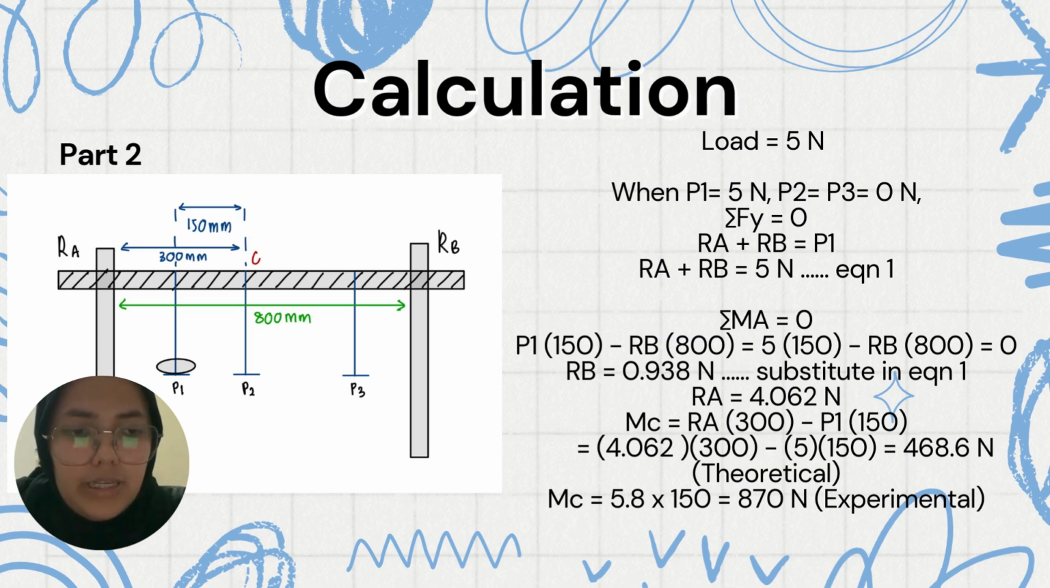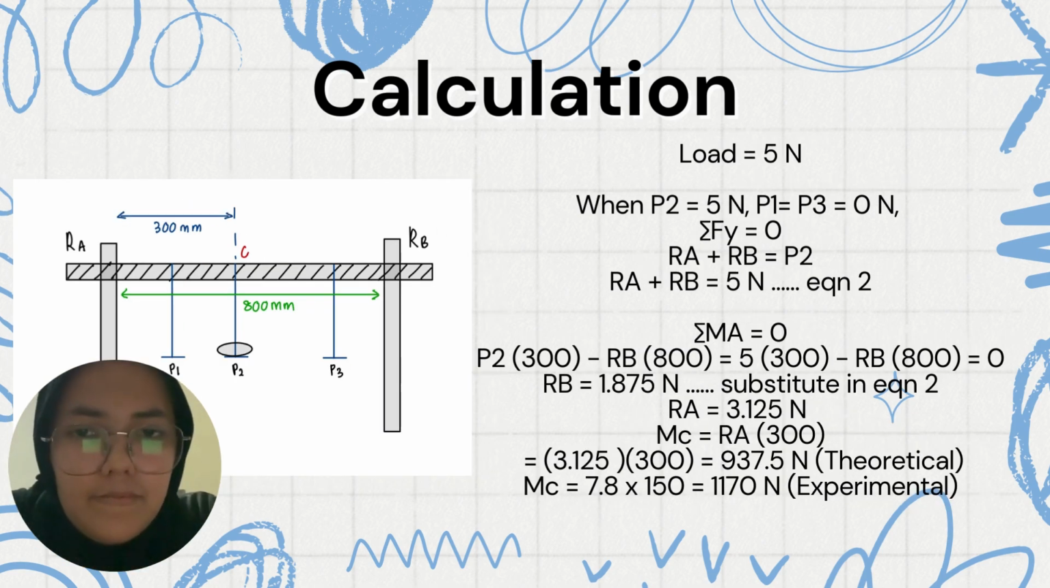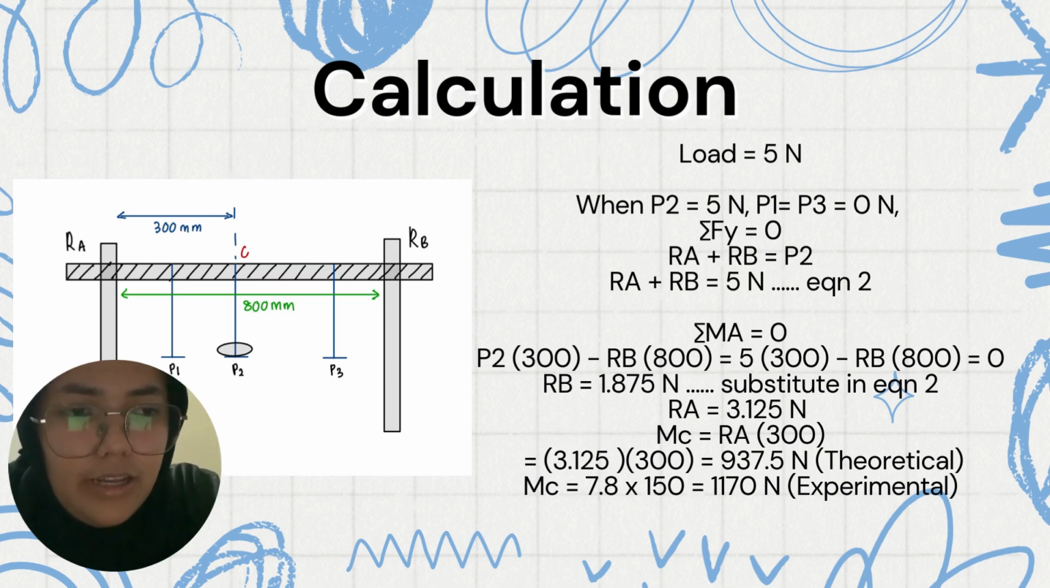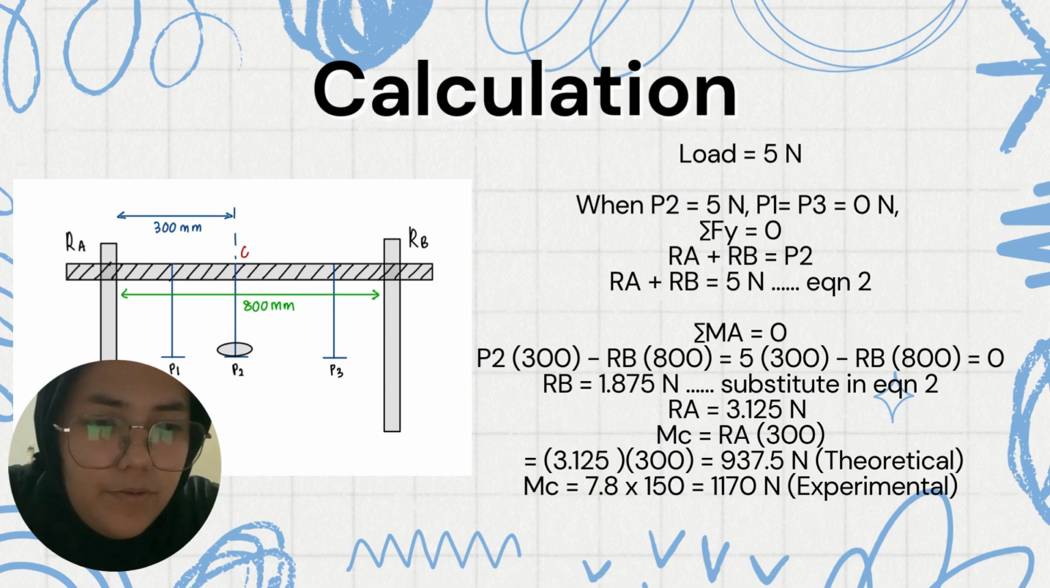And after substituting the value, we get 468.6 Newton theoretically, and from the experiment we get 5.8 net force, and we got 870 Newton for the force. So in this part, for P2 it will be 5 Newton, and P1 and P3 will be the ones with 0 Newton. The same, the total force in pin A and pin B will be 5 Newton.